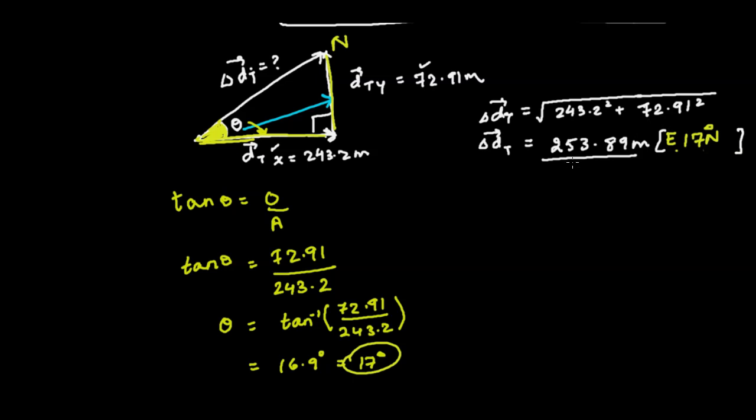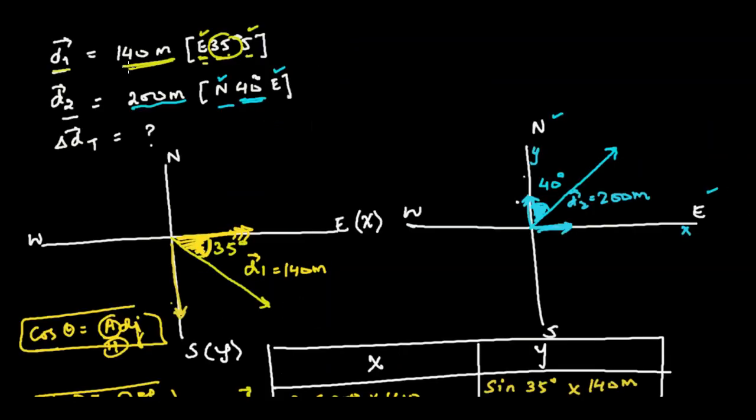In order to write the final answer, it's also necessary to consider the correct significant digits. The correct significant digits are determined from the number of significant digits given in the question. So let's go back to the values that we were given in the question. We were given one displacement vector as 140 meters, and the other displacement vector as 200 meters. When we count the number of significant digits in the first vector, we see there are two significant digits, whereas in the second vector, we have one significant digit. The final answer should always go in accordance to the lowest number of significant digits. So our final answer should contain one significant digit.